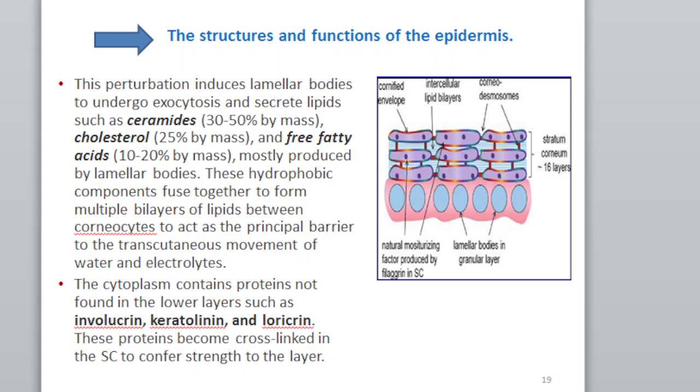The cytoplasm contains proteins not found in the lower layers, such as involucrin, keratolinin, and loricrin. These proteins become cross-linked in the stratum corneum to confer strength to the layer.